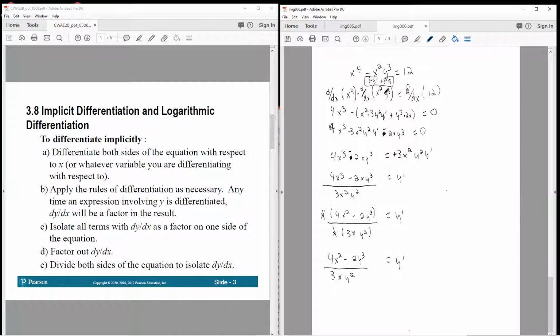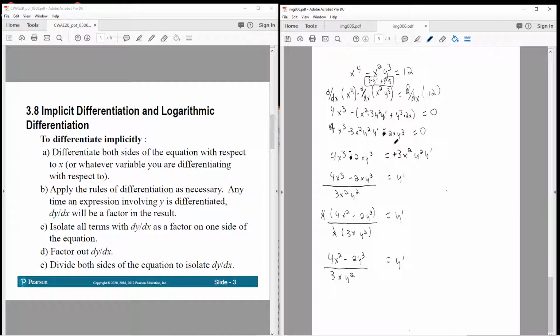And here I have a product. Okay. So I have the first one times the derivative of the second one, plus the second one times the derivative of the first one. So in this, the second one here is y cubed, so that's going to be 3y squared times y prime is equal to 0 because the derivative of a constant is 0. So I've taken the derivative of everything.